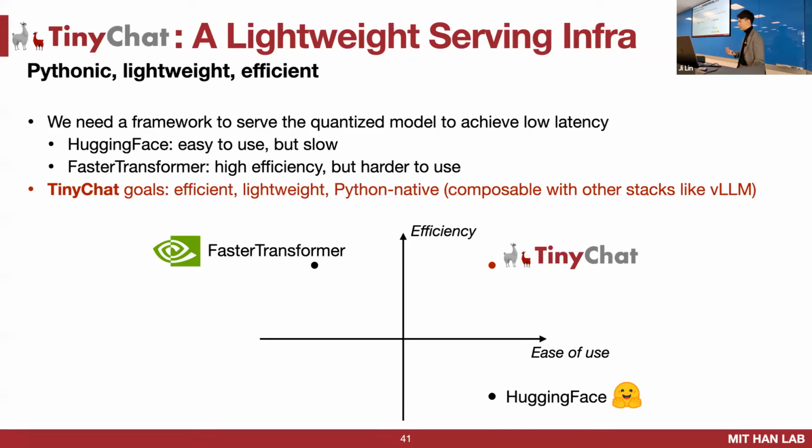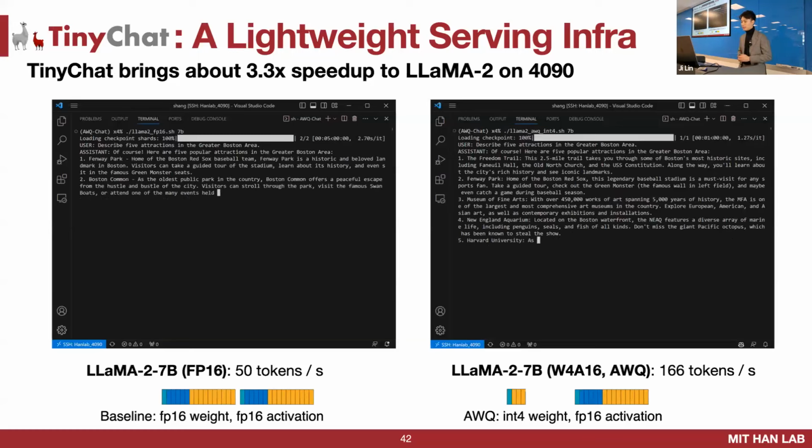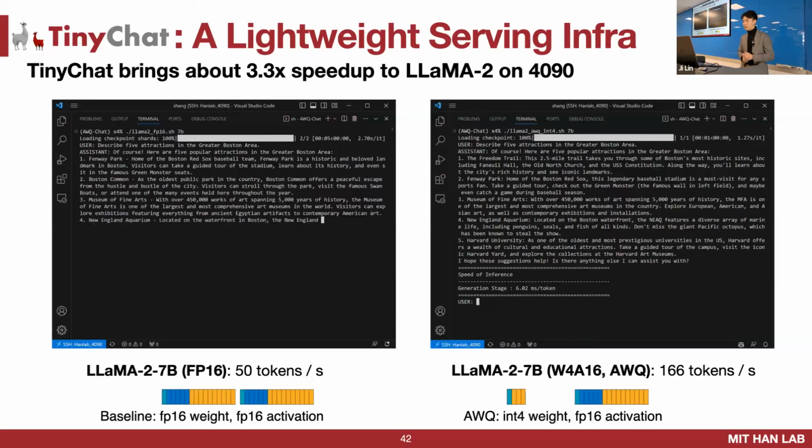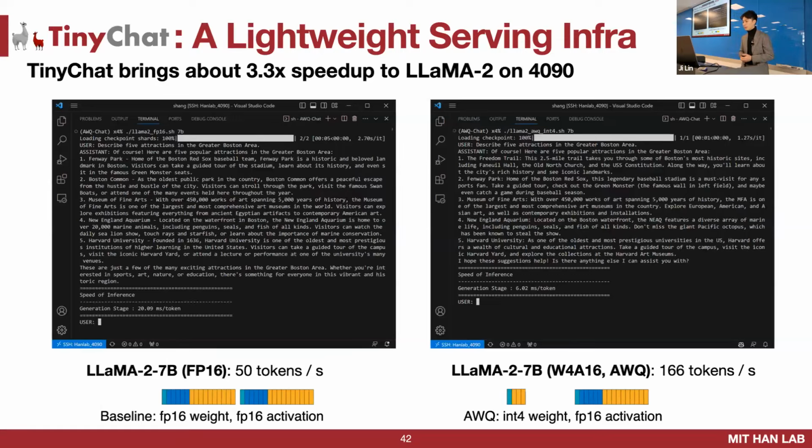We think the Pythonic native nature is very important because it allows us to compose our tech stack with other solutions, for example vLLM, so that we can combine all these great features together. With the system support, we are able to speed up the generation on 4090 GPUs by about 3.3 times for 4-bit quantization. So this Llama 7B model can run now at 166 tokens per second, which is super fast.